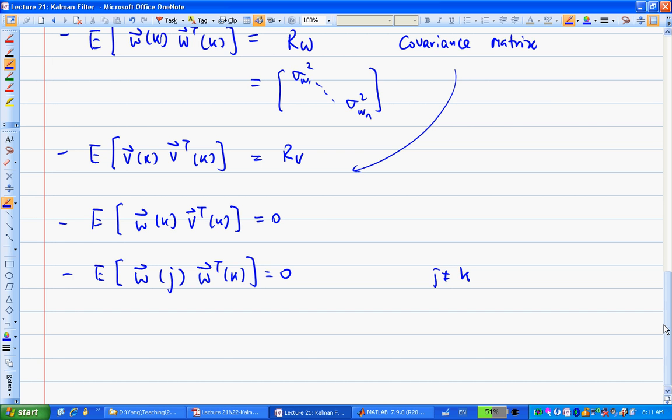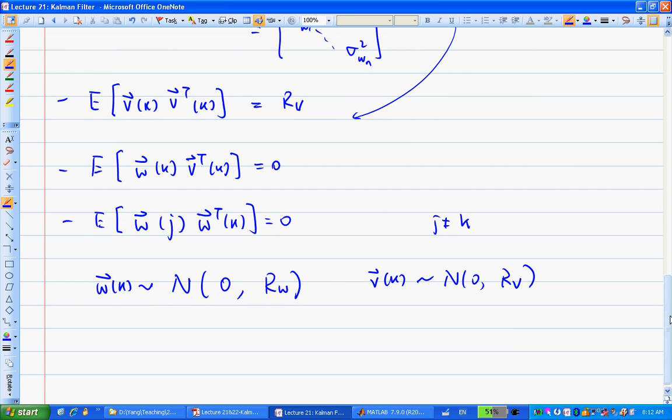So this is basically the independence. So overall, what we can write is, W of K, generally you write it's a white noise with 0 mean and with a covariance matrix here. And the V, it's also 0 mean, and RV over here. If it's a scalar value, then this is just a single quantity, a variance, and for a vector, this is going to be a matrix here. So what do we want to do then, right?